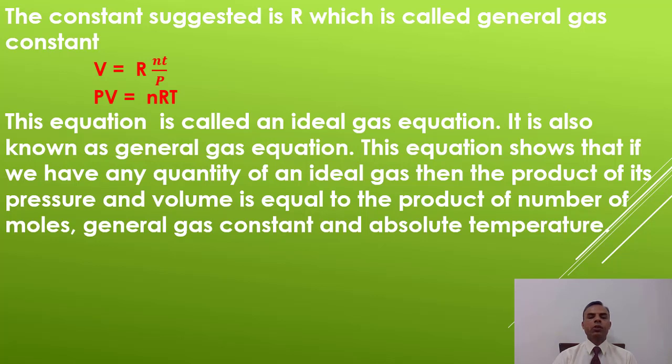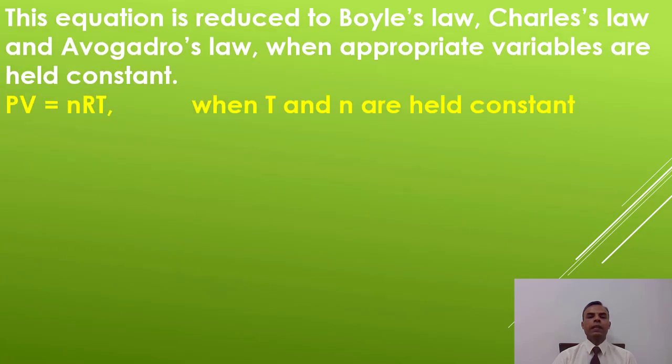This equation shows that if we have any quantity of an ideal gas, then the product of pressure and volume is equal to the product of number of moles, general gas constant, and absolute temperature. This equation reduces to Boyle's law, Charles' law, and Avogadro's law when appropriate variables are held constant.